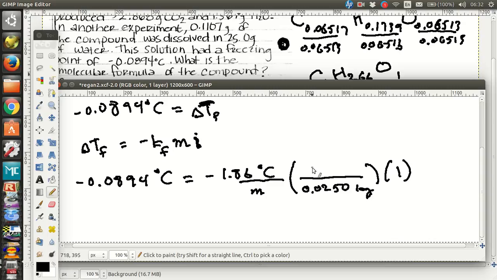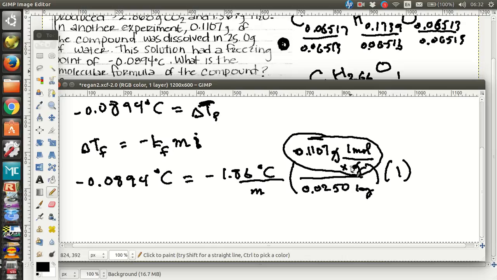All right, now, the moles. How do you find the moles? Well, 0.1107 grams of the compound were dissolved. So let me write that down. 0.1107 grams. Now, to find the moles, of course, I have to know the molar mass, right? In 1 mole of the compound, there are some grams of the compound. The grams cancel, and you get moles. So this whole thing right here is the moles.